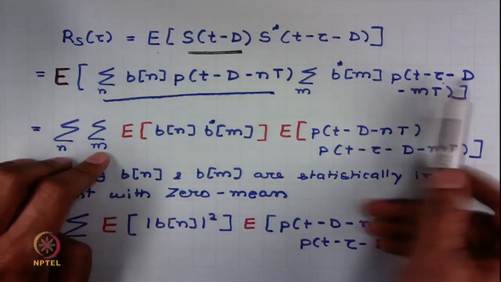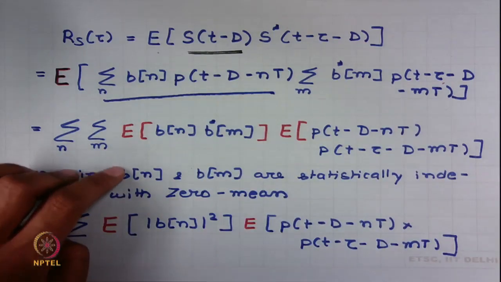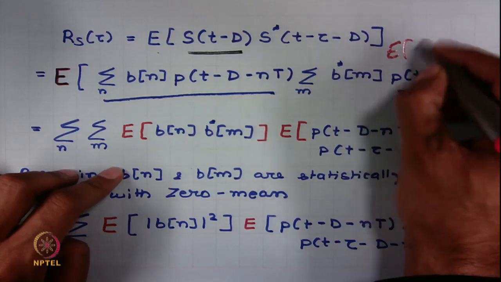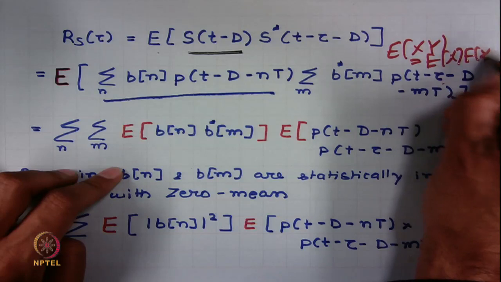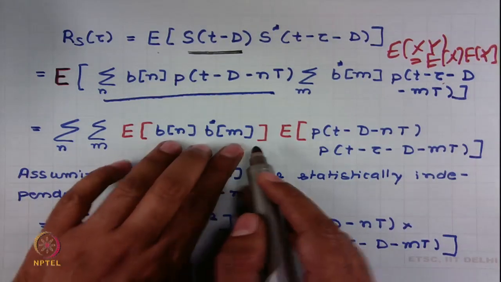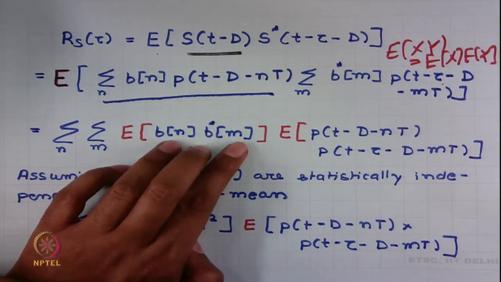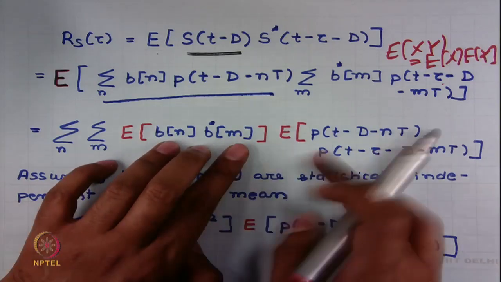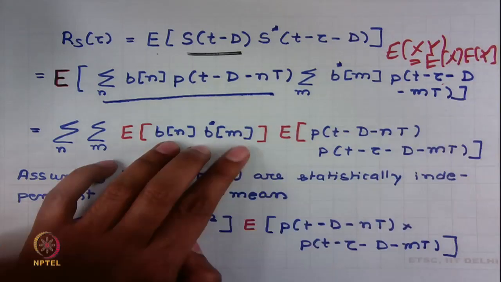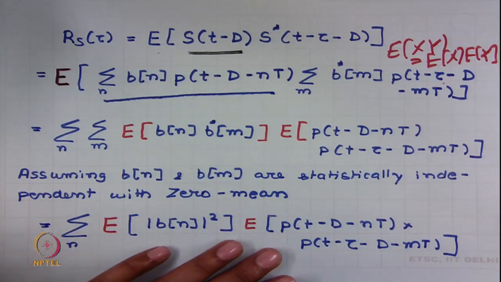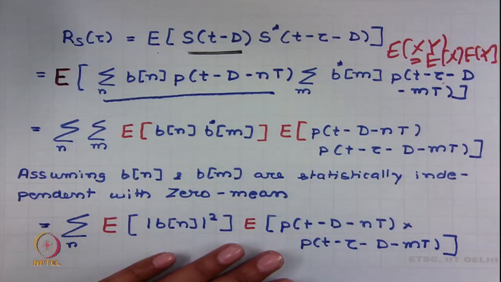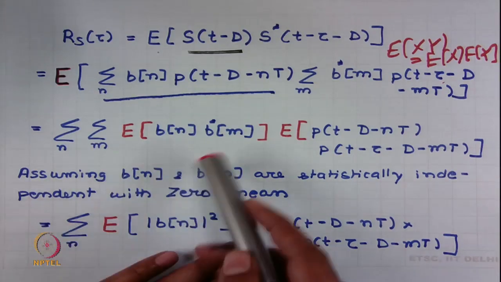So, these are statistically independent, and thus I can use that the expected value of xy is nothing but the expected value of x times the expected value of y. So, I take the expected value of these numbers, and the expected value of these pulse shapes. Furthermore, for simplification, I am assuming that B_n and B_m are statistically independent, as I have said several times, and moreover I am assuming that they have zero mean.